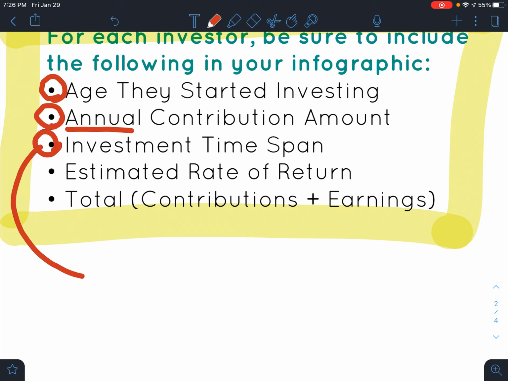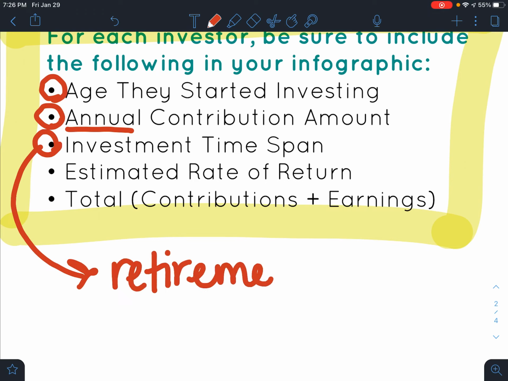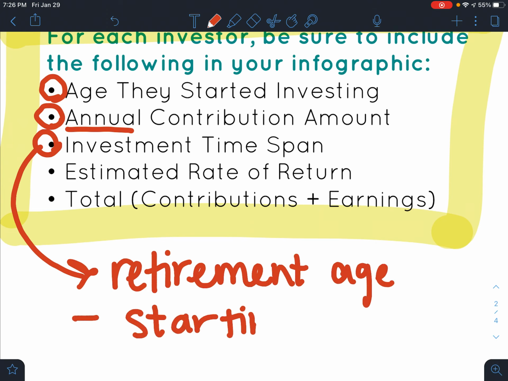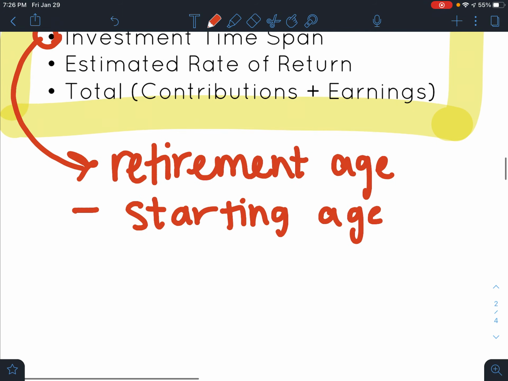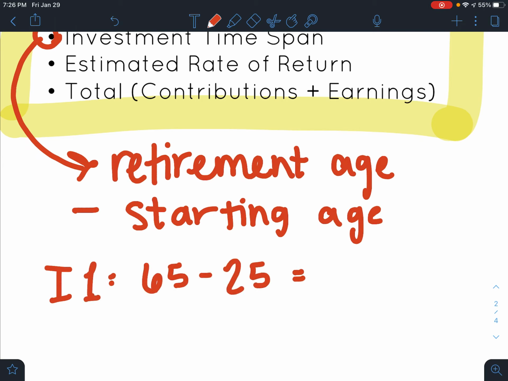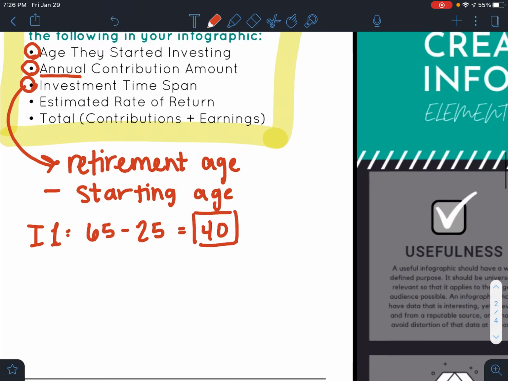The investment time span, so that's their starting age. I'm going to make a note down here while I'm talking. That's their retirement age, which for both investors was 65, minus their starting age. So for Investor 1, I'm just going to write I1 for Investor 1. That would be 65 minus 25. So that'd be 40 years. They invested for a time span of 40 years.